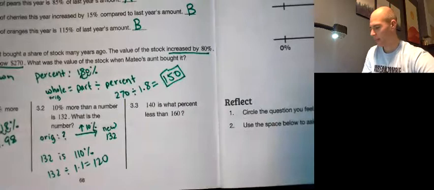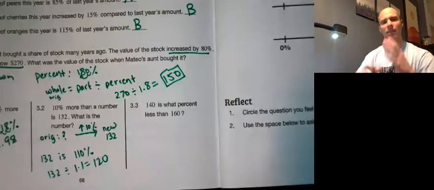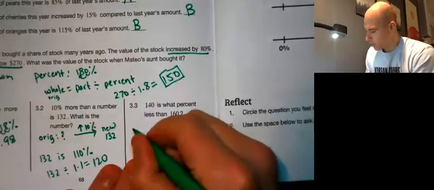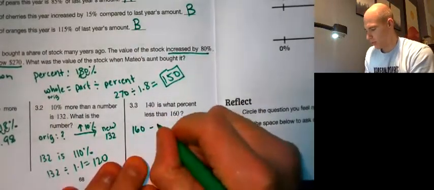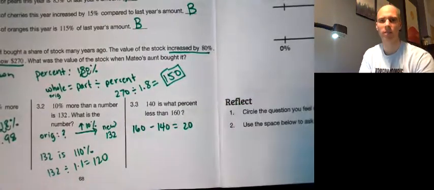All right, and then 3.3 says 140 is what percent less than 160? Okay, so essentially what they're asking here is what number would you have to decrease 160 by in order to get 140? There's a lot of different ways to do this question. I'm going to do what I think is the most natural or normal way. First, let's just figure out what's the difference between these two numbers. It's 20, right?